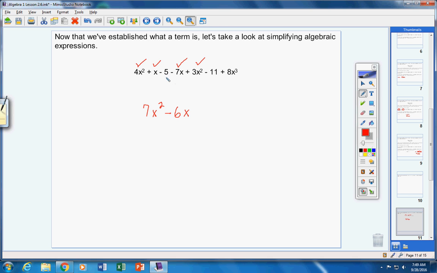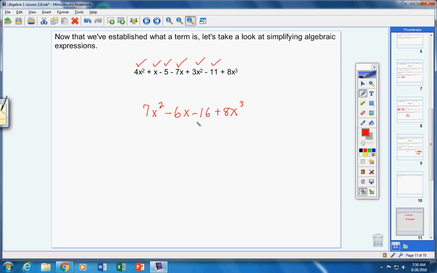Now let's look at this term. It's a constant term. Do you see any other constant terms up here? Right here. A negative 5 and a negative 11. Let's combine those. You owe me 5, you owe me 11 more, so now you owe me 16, negative 16. Alright, let's check that off. And then lastly, I have an x cubed term. So positive 8x cubed. Bring that down and we're finished.